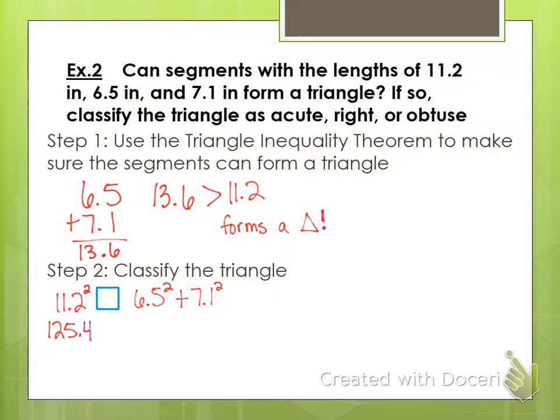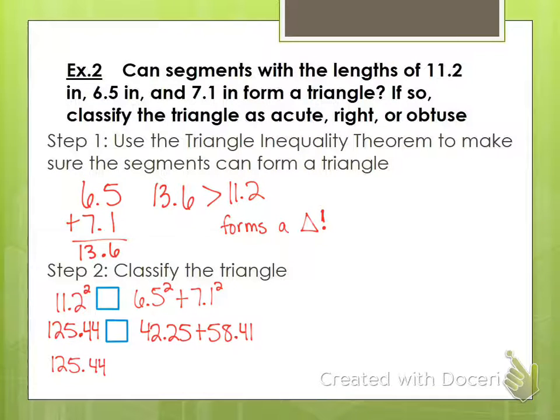Okay, I would not be rounding these at any time, even though they're not super pretty. Just going with it. 6.5 squared is 42.25, and 7.1 squared. Okay, so it's probably pretty clear right now that this is not going to be a right triangle, right? The decimals on the ends don't add up for it to be a right triangle. So let's figure out if it's acute or obtuse.